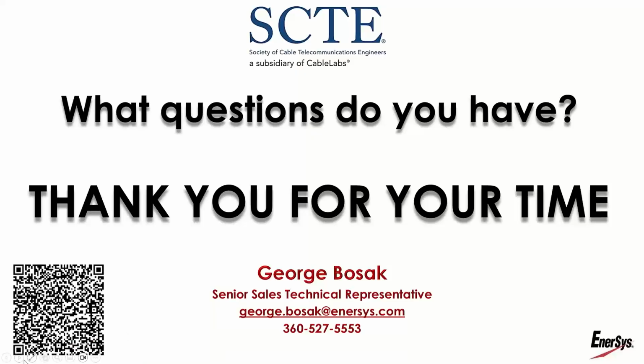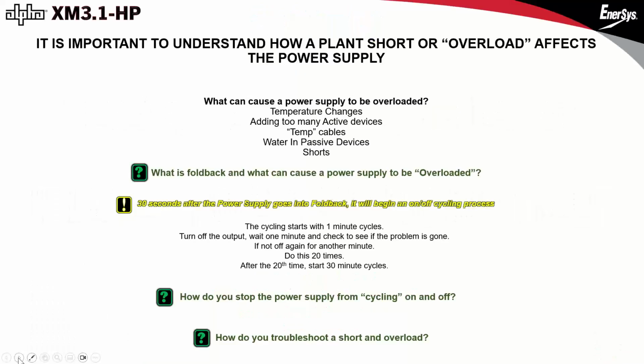So what I want to go through quick, I've got 8 minutes here, is what happens to a power supply if it is shorted out. A short is an overload on the power supply. A power supply is designed for, let's say, 15 amps. When you have a short, you're going to have a lot more than 15 amps on your cable plant. But there are other things that can cause power supplies to be overloaded.